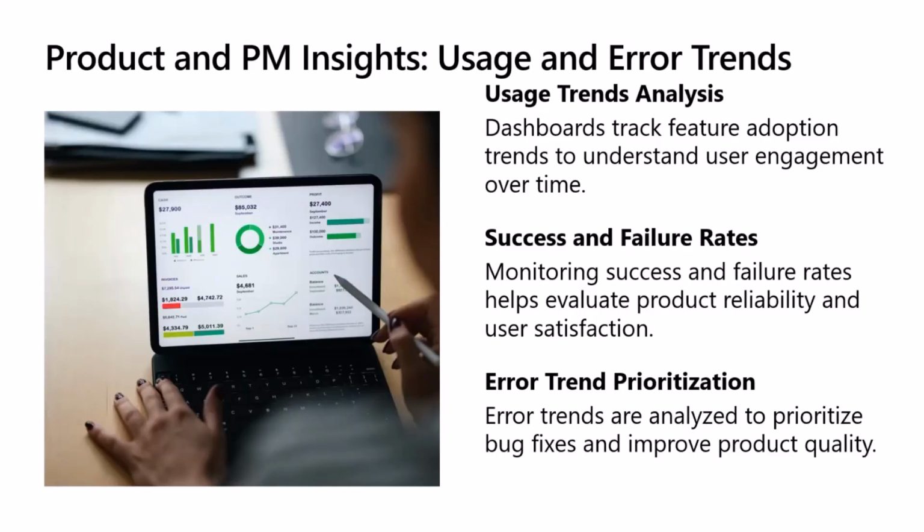And you may also want to look at error trend prioritization. Look at your trends and prioritize bug fixes. This is just something that you do as a PM. There's not going to be a time where you're going to have an empty backlog. There's always going to be a backlog, and you need to make decisions in terms of what you want to prioritize. And then move to the next one.